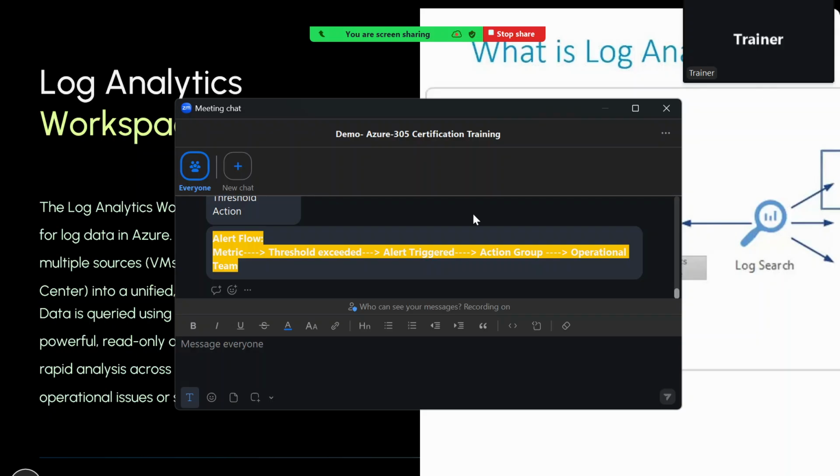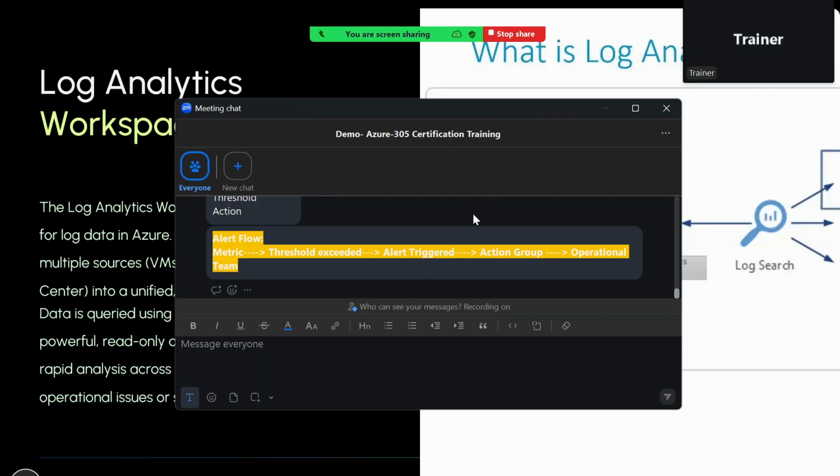Now, what are the common mistakes? Creating too many alerts causing fatigue, no action group, collecting logs without retention planning, no dashboard strategy, and never reviewing the alerts. And what are the best practices? Create actionable alerts, reuse the action groups, centralize the logs, build operations dashboards, regularly tune alert thresholds, monitor business critical workloads first, and review the monitoring costs periodically.